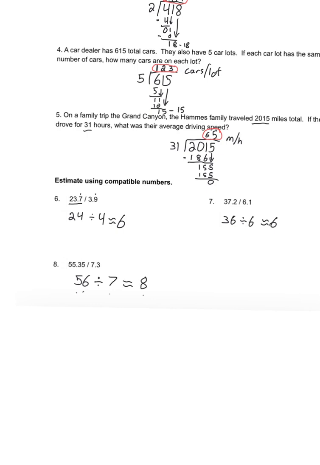Remember the squigglies, 24 divided by 4 is 6, and 36 divided by 6 is 6. 56 divided by 7 is 8. Those are definitive. But because we are estimating the original numbers, 23.7, 3.9, 37.2, and such, we use that about. So that is why.